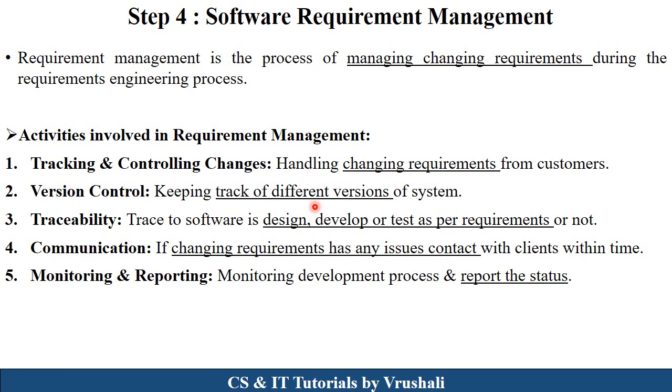As we know, take the WhatsApp application, for example. When you update WhatsApp, there are different features. Every month or week, there are different features or different versions. So keeping track of different versions of the system. Then traceability. Traceability means the requirement manager tests a particular software, a particular product, in each and every phase, like design, development, or testing phase, whether it is matching the customer requirement or not.